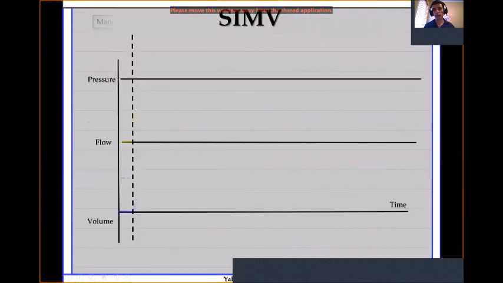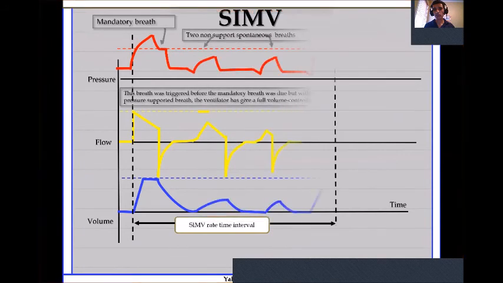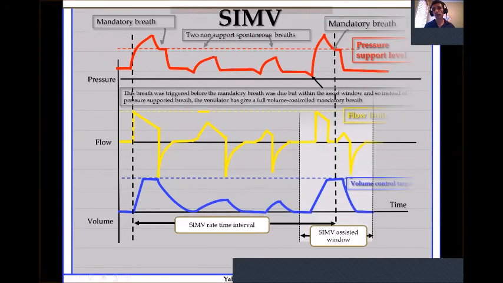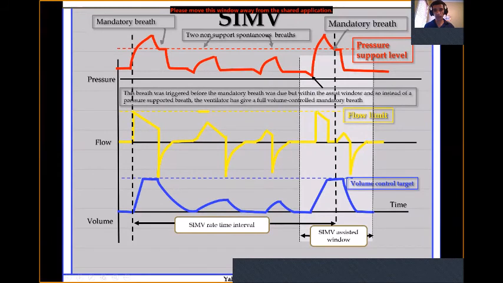While in SIMV, you can see that there is mandatory, there is spontaneous, that wasn't helped. There is also spontaneous, and the mandatory came together, but they didn't conflict with each other. You can see that this is the mandatory, same type, same volume, and you can see the spontaneous, despite the patient was breathing in here.